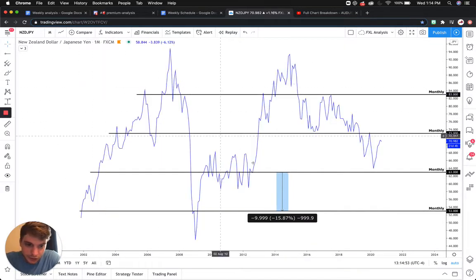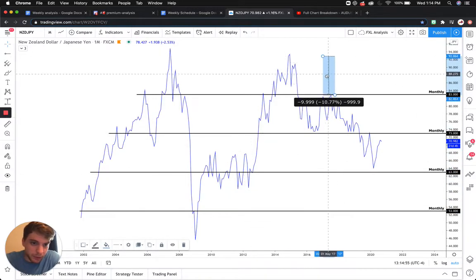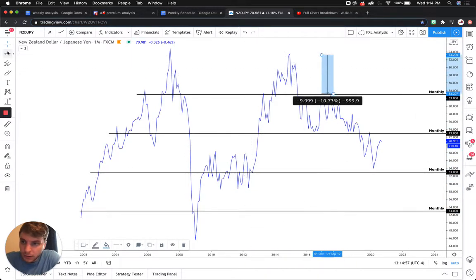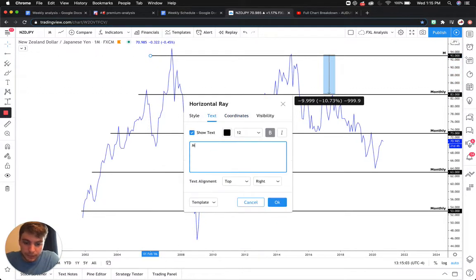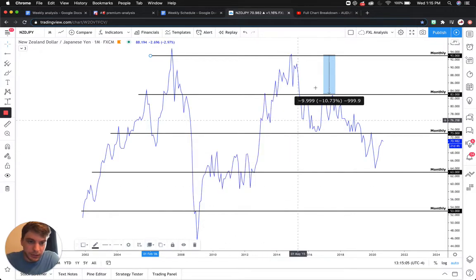All right, back to the line chart. Let's get one more zone in here, and then what we're going to do is split these levels. This one's easy again, 93, 1,000 pips, makes it super simple. And that's our last monthly zone. Okay, let's get rid of the range.